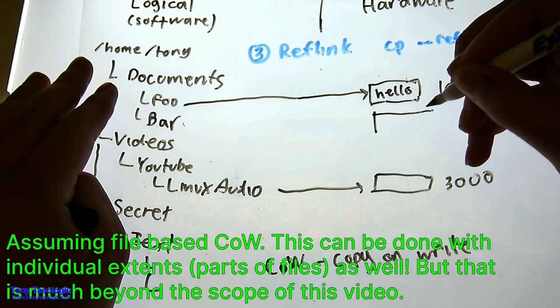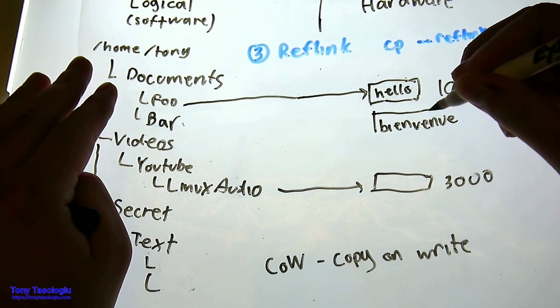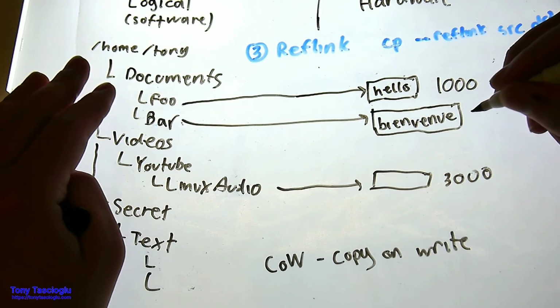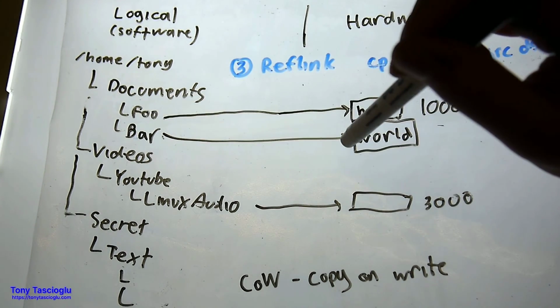And as Alexa says, when we wrote something, so say we changed hello to bienvenue, then it'll get copied. So it copies on the write operation with a new address. It starts as a link at first. When you make a change, when you do a write, it'll get copied.